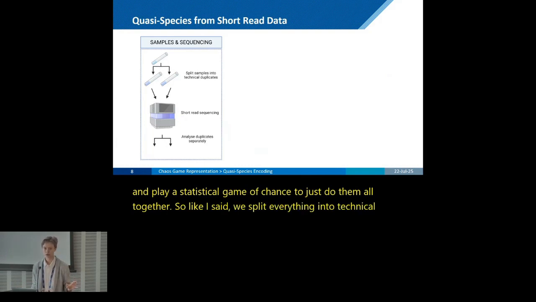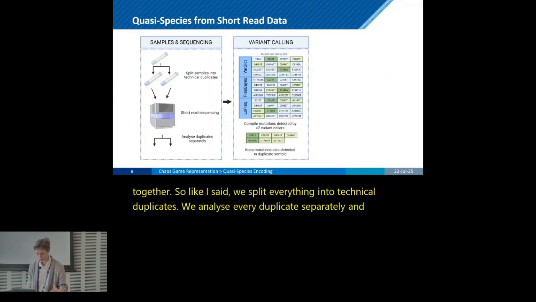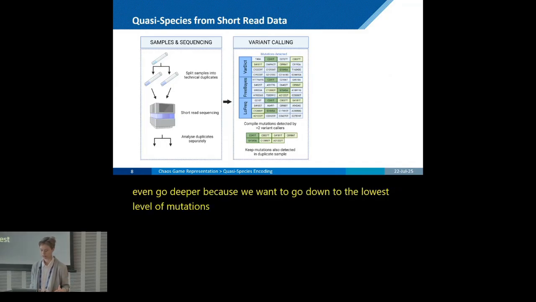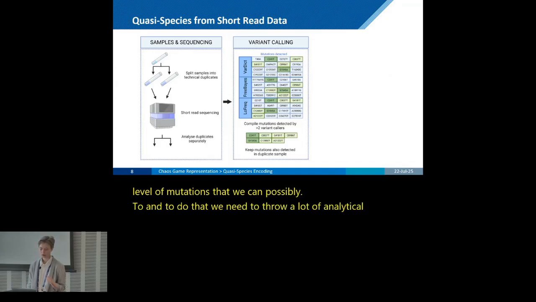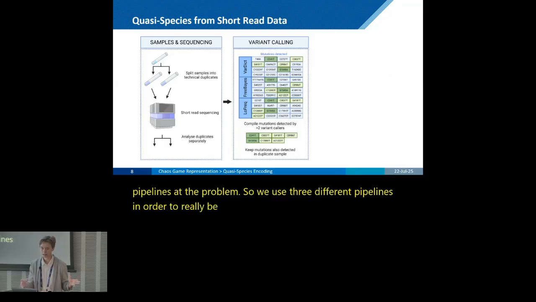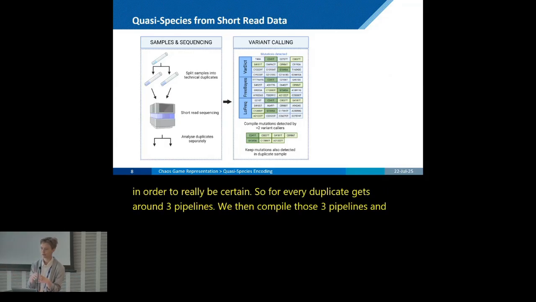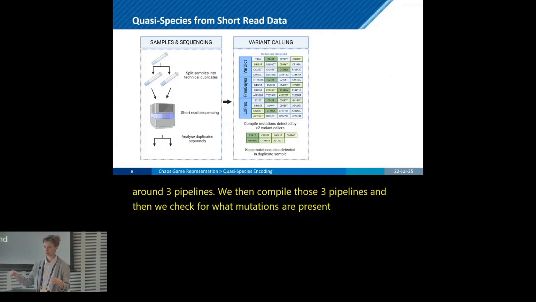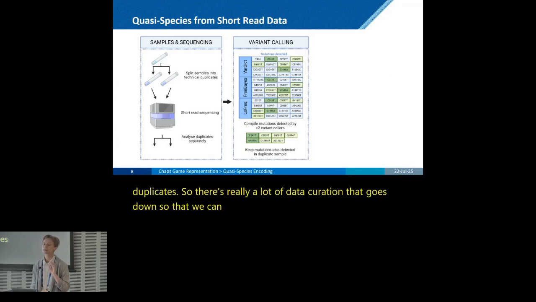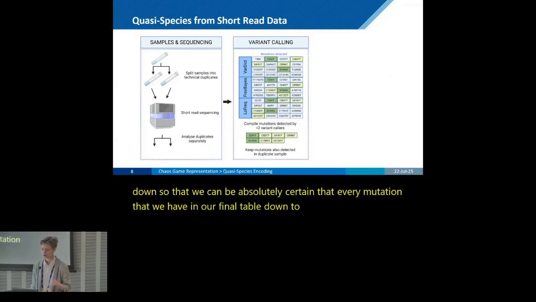We analyze every duplicate separately, and then we even go deeper because we want to go down to the lowest level of mutations that we can possibly get to. And to do that, we need to throw a lot of analytical pipelines at the problem. So we use 3 different pipelines in order to really be certain. So every duplicate gets run on 3 pipelines. We then compile those 3 pipelines, and then we check for what mutations are present again in 2 duplicates. So there's really a lot of data curation that goes on so that we can be absolutely certain that every mutation that we have in our final table, down to 1%, we're certain that it's there.